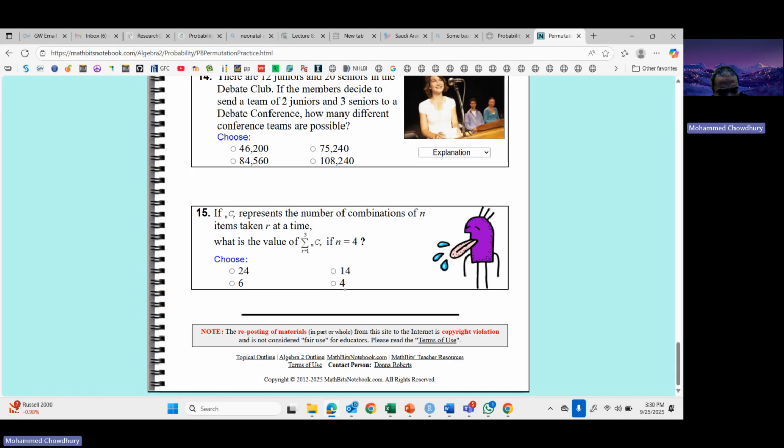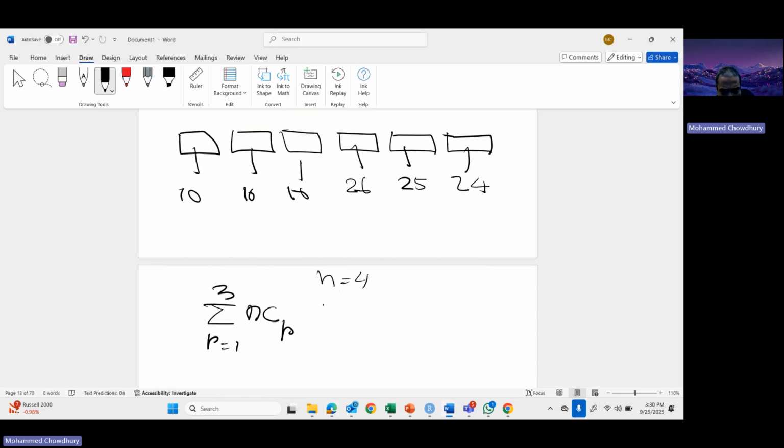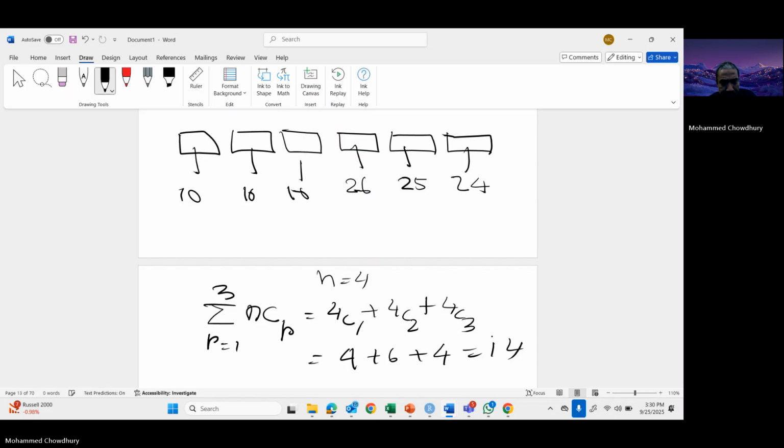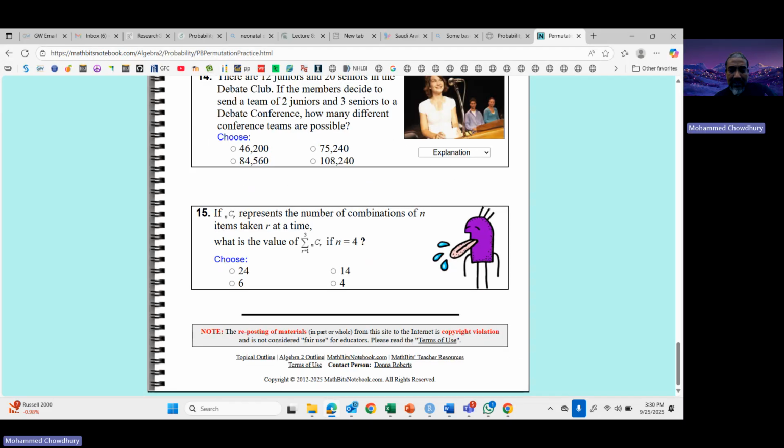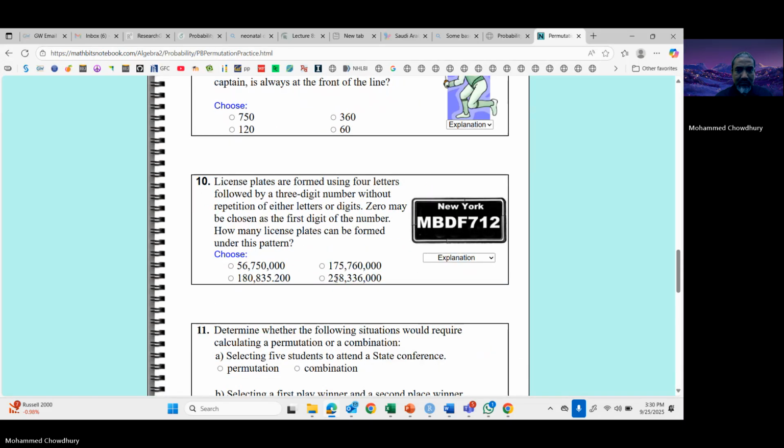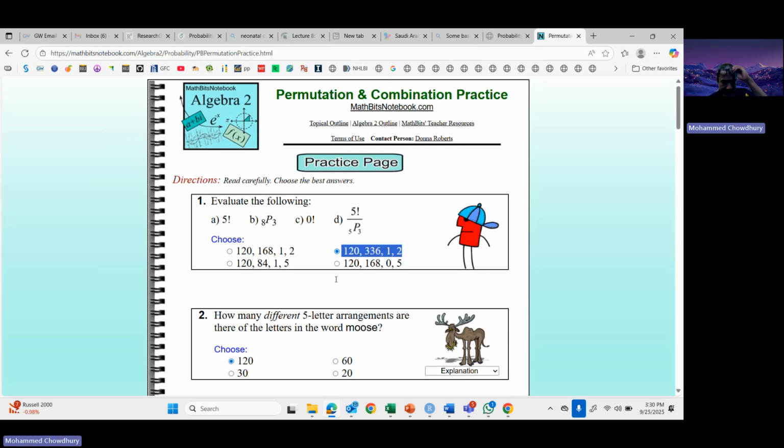N equals 4. So now I want to do it here. 4 choose 1 plus 4 choose 2 plus 4 choose 3, right? So this is equal to 4, this is equal to 6, this is equal to 4. So 14. 14 is the answer.